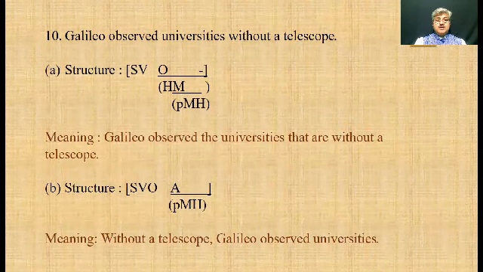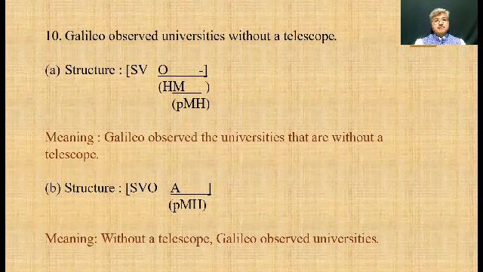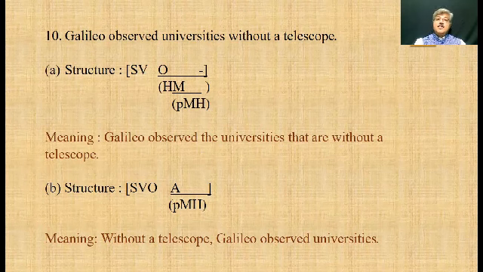Galileo observed universities without a telescope. SVO: Galileo observed universities without a telescope. Meaning, Galileo observed the universities that are without a telescope. It means the universities don't have the telescope. Structure SVOA: without a telescope, Galileo observed universities. It means there is no need of the telescope to observe the universities. It can be easily observed without the telescope.